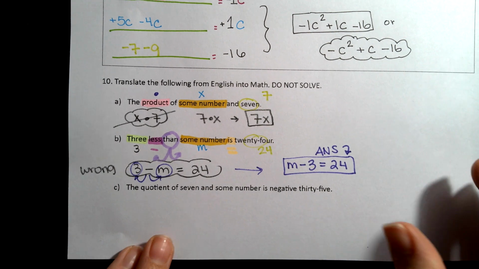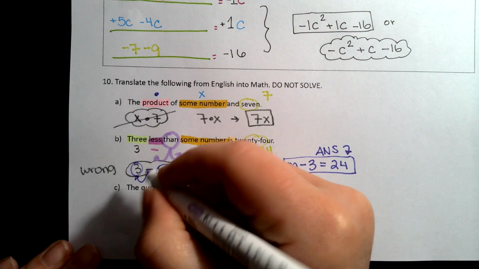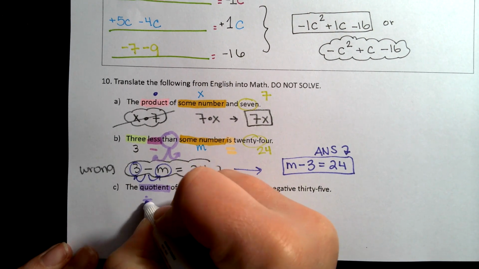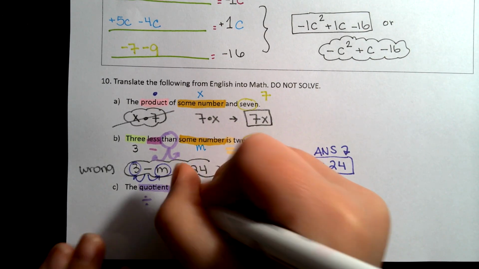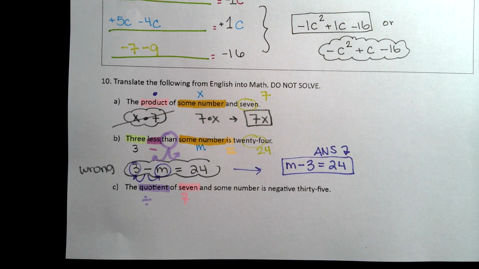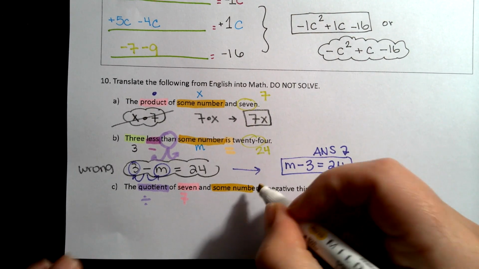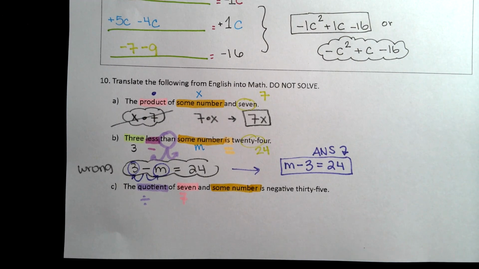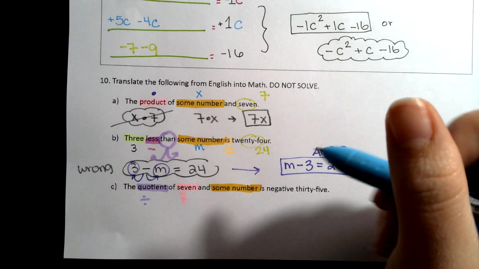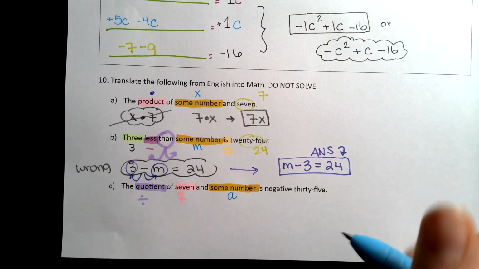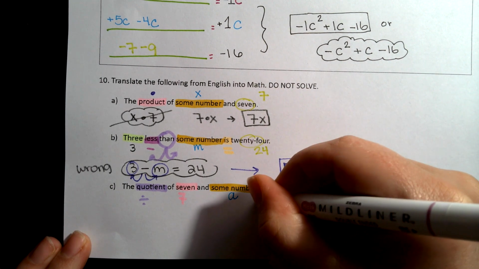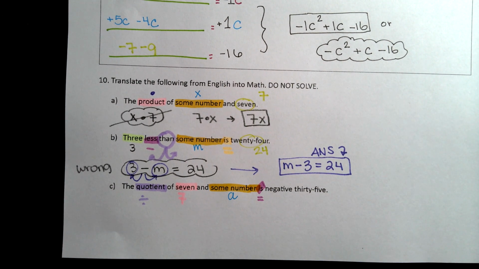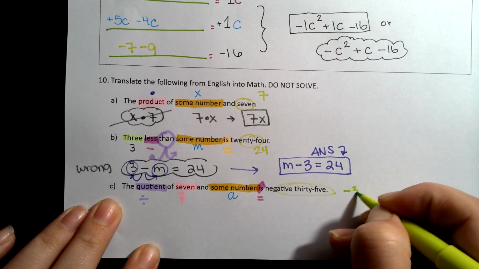Okay, moving on. The quotient. Oh, there's a math word. Quotient means division of. Okay, well, what are we dividing? 7 is a number. Then we have some number. Again, some number is just a variable, a letter. And we can call this whatever we want to call this. We use X, we use M. I don't know, let's use A. Is, remember, is needs to be translated. Is our equals. And then we have negative 35. That's just negative 35.